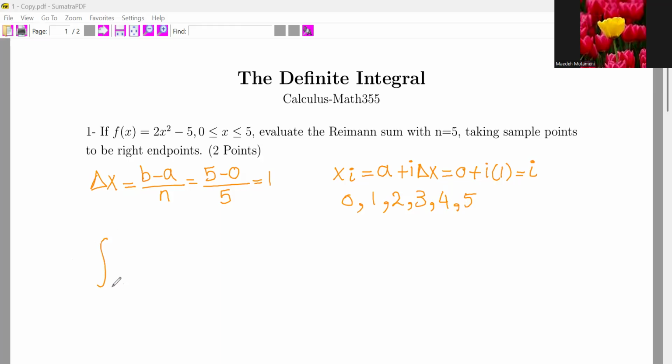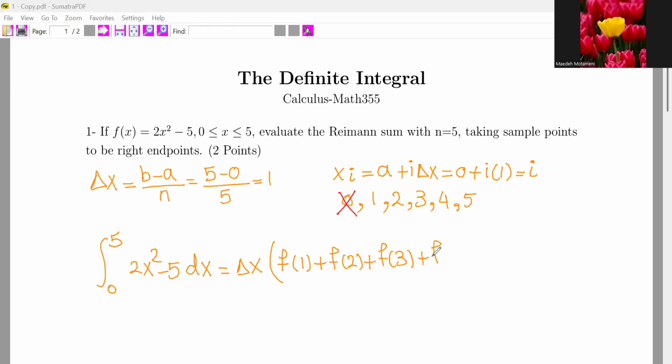Now, the integral from 0 to 5 of 2x squared minus 5 dx, according to Riemann, and considering points that are right endpoints, is going to be delta x times f of, since it is about right endpoints, we don't count the first one and we will count the others. So the next one will be 1, starting at 1, and then f of 2, and then f of 3, f of 4, and f of 5 here.